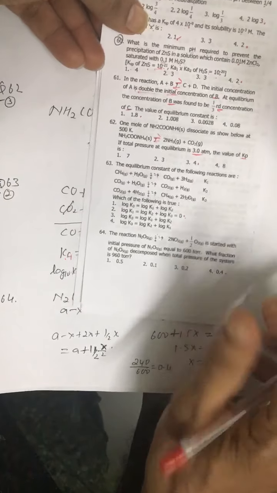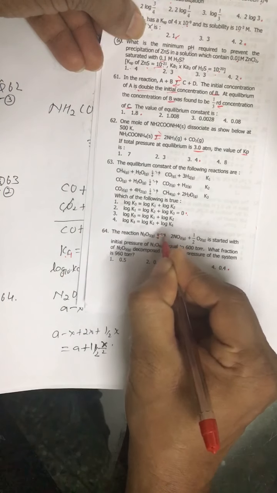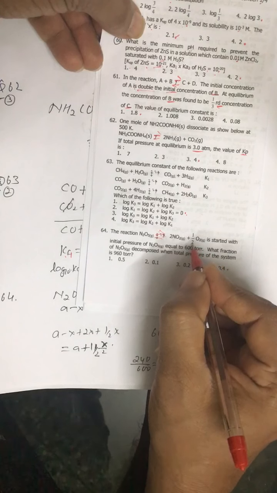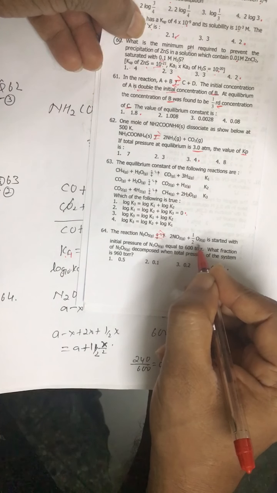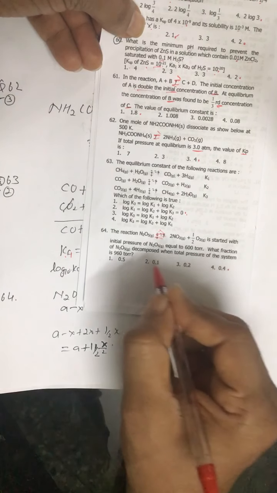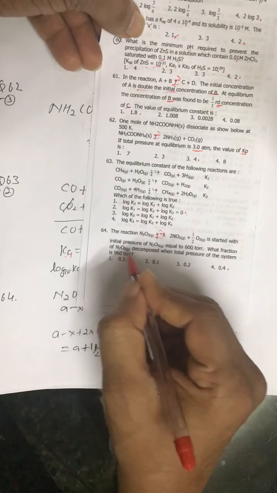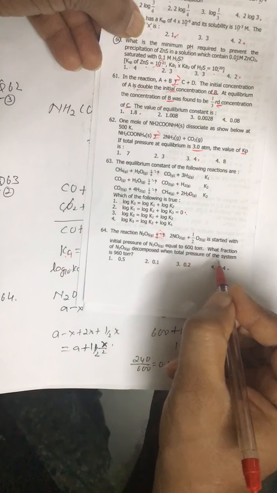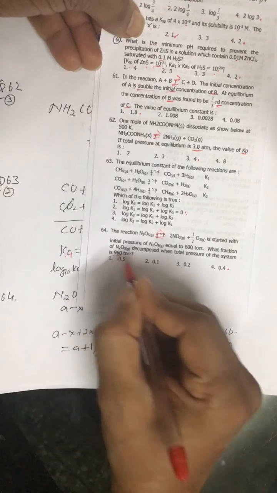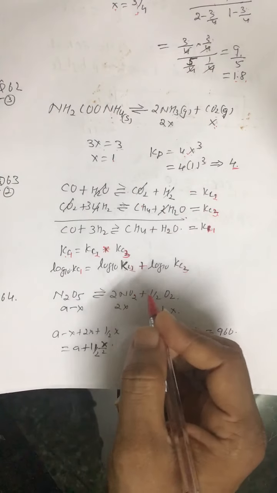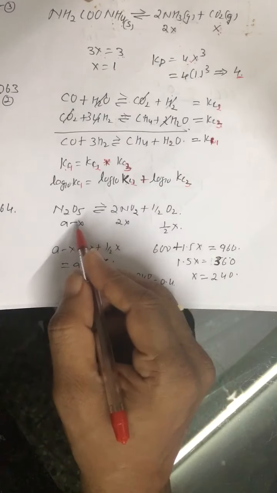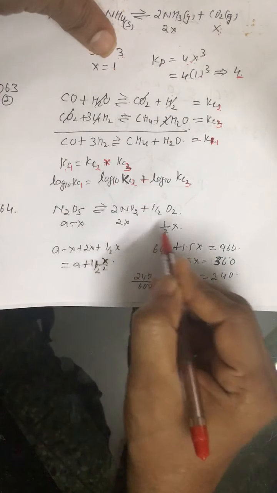Question number 64: N2O4 gives twice of NO2 plus half of O2. It is started with the initial pressure 600 torr, and what fraction of N2O4 is decomposed when the total pressure of the system is 960 torr? So as usual we write a minus x, and this is 2x and half of x.